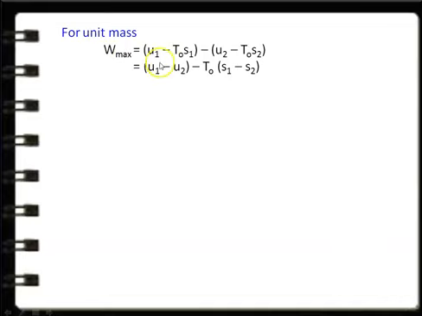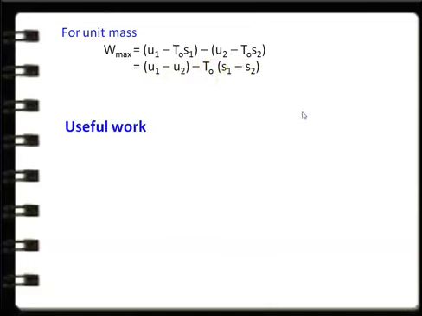Again for unit mass, dividing by the mass throughout, W max equals u1 minus T0 into small s1 minus u2 minus T0 into s2. So u1 is the specific internal energy and small s1 is the specific entropy. Similarly, u2 is the specific internal energy at the outlet, s2 is the specific entropy at the outlet. So W maximum equals u1 minus u2 minus T0 into s1 minus s2.